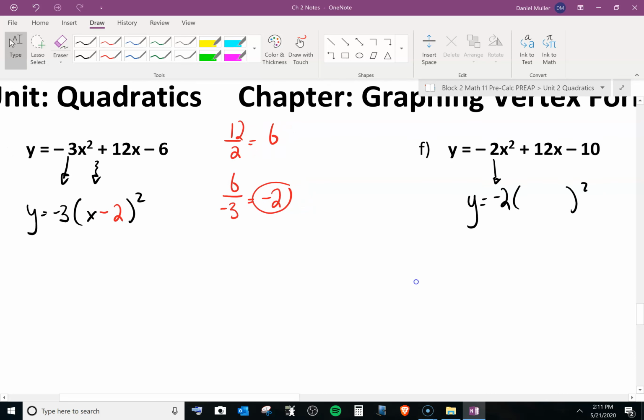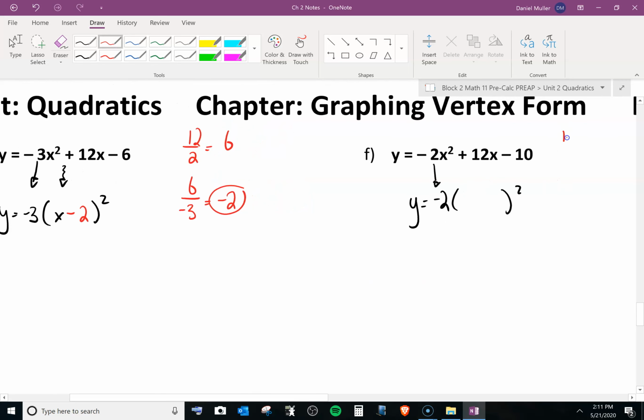In the same way, let's do that over here. Take the middle number and cut it in half. So 12 cut in half gets me 6. Then take that 6 and divide it by the number in front. 6 divided by -2 is 3. So this will be a +3. I forgot the x there.